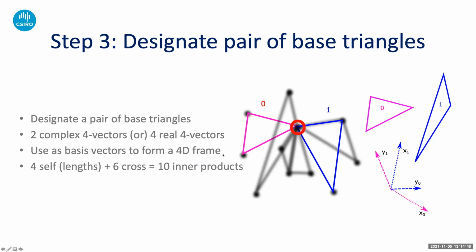Now, of course, 4 vectors span 4 dimensions, and so we want to create a basis set for this 4-dimensional space. The way we do it is we take any 2 triangles and the advariants on these triangles. Each of them corresponds to 1 complex 4 vector, or 2 real 4 vectors. So by taking 2 triangles, we've effectively constructed 4 real 4 vectors, and this forms our basis set. Among these 4 vectors, you can imagine there are 4 lengths and 6 cross products. So that gives us 10 inner products, which are invariant under Lorentz transformation.